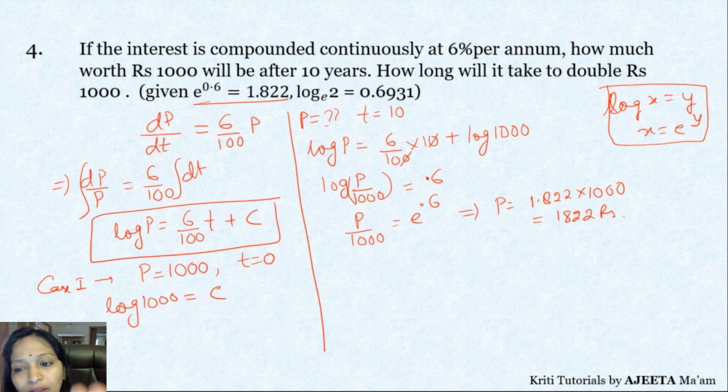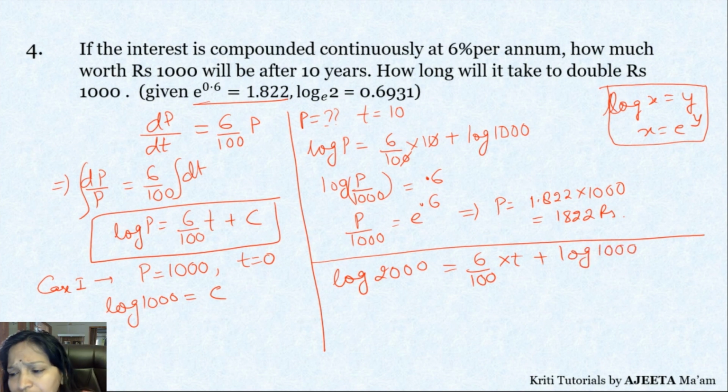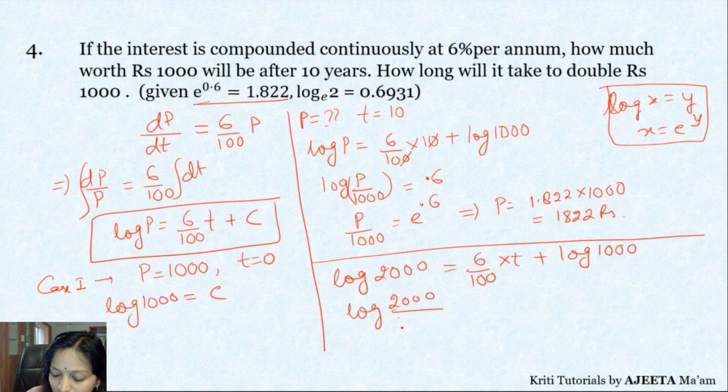Now how long will it take to double? So now we are getting 1822 in 10 years, but after how many years will we get 2000 rupees? We have to double it. Let's do the next part. So now let's take 2000, doubling. Time we have to find, so we will get 6 by 100 into t and log 1000. The second time has no relation, we are not going to use that value anyway. Now let's solve it. So again we take the terms of log on one side. So log a by b, it will be 6 by 100 t. Log 2, correct? Now you get log 2 equals 6 by 100 into t.